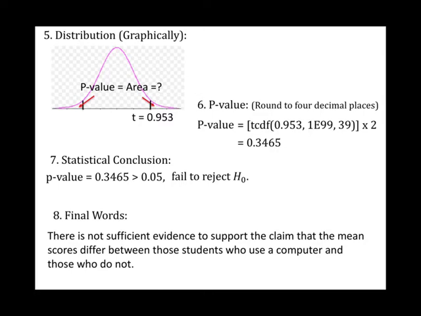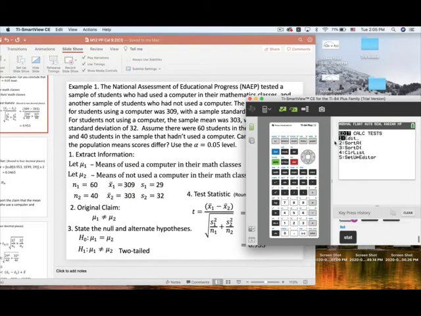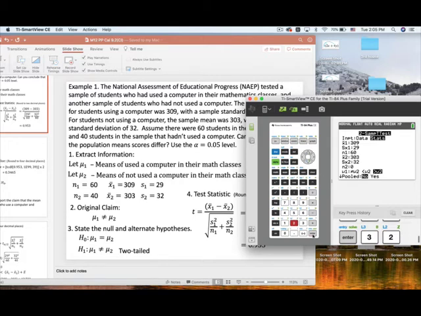Okay, let's use our calculator to check the work. Go to STAT, go to TESTS. This is the two-population sample standard deviation t-distribution hypothesis test. And we have the statistics summary. So mean 1, 309, sample standard deviation 29, sample size 60. Mean 2, 303, standard deviation 32, sample size 40.